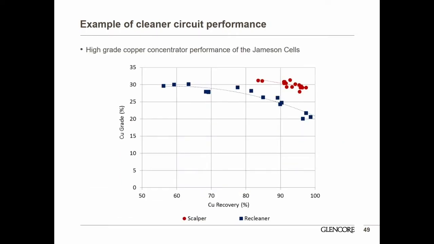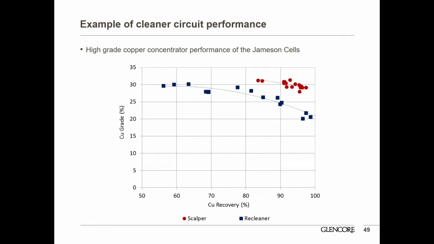If we look at the next slide, we'll see an example of the cleaner circuit performance of one of our preferred cleaner flow sheets. You can see the two curves in this flow sheet. The red curve represents the cleaner scalper cell, and the blue curve represents the cleaner cell. You can see in this case, the cleaner scalper produces a very clean chalcopyrite concentrate at very high stage recoveries. In this case, over 30% concentrate grade is achieved at over 90% stage recovery.